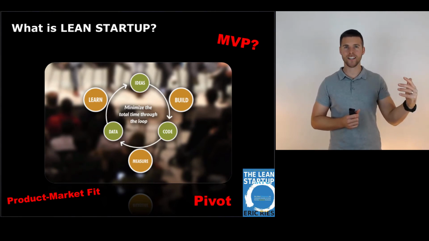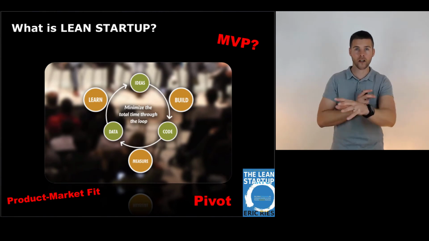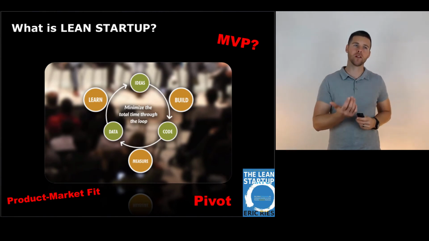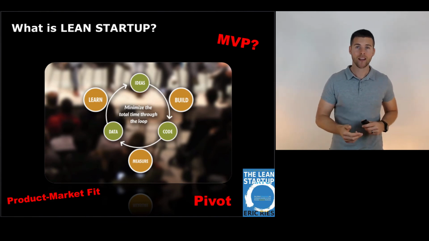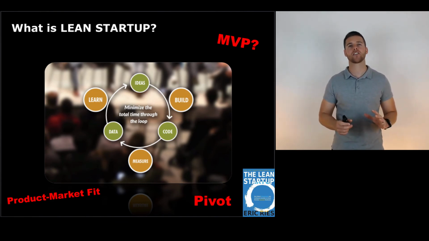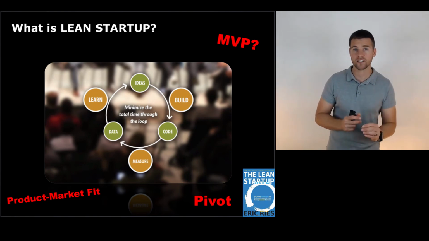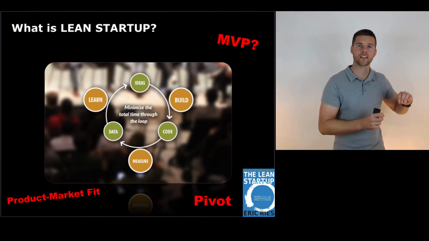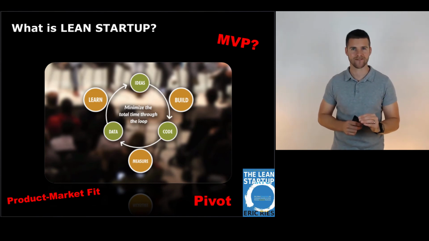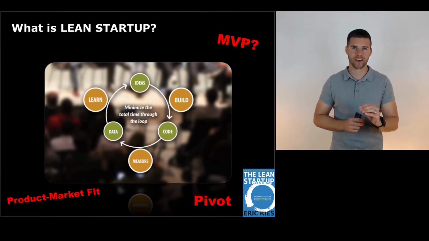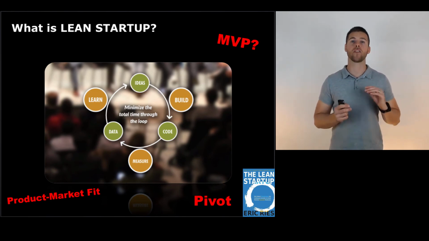So when you have an idea, you start learning about your customers and the marketplace, then you build what's called a minimum viable product, also called an MVP. An MVP is essentially just an experiment that will allow you to test the riskiest aspects of your business with the least effort. I'll say that one more time. An MVP is an experiment that allows you to test the riskiest aspect of your business with the least effort.